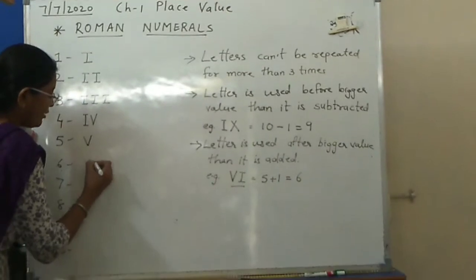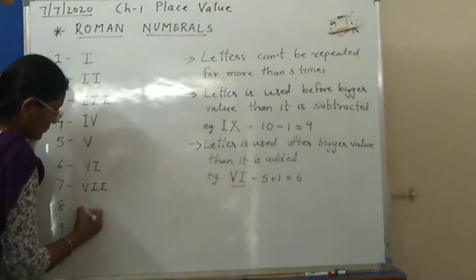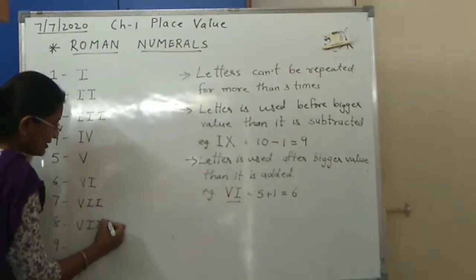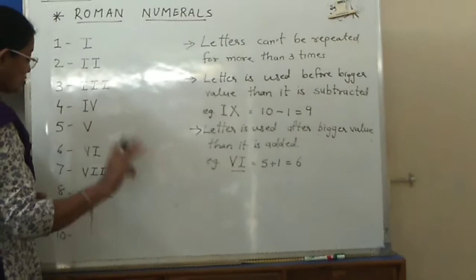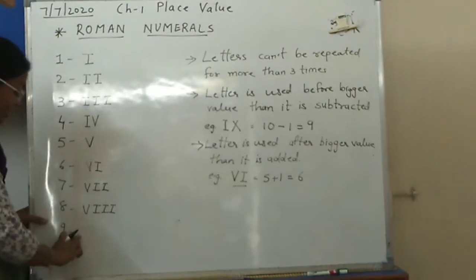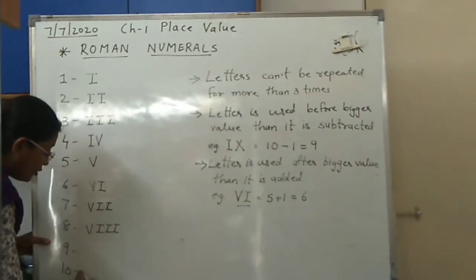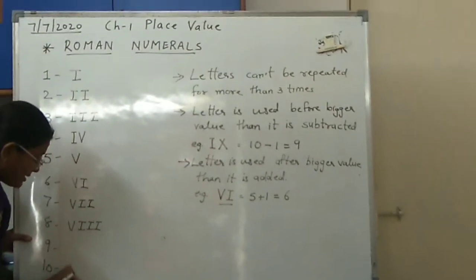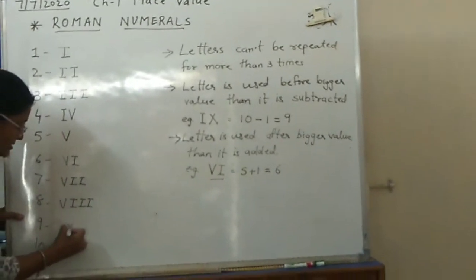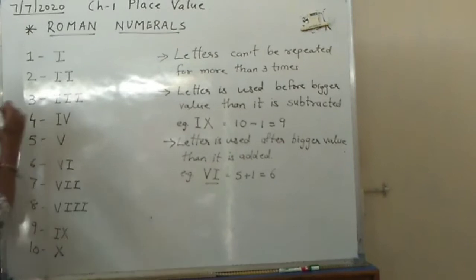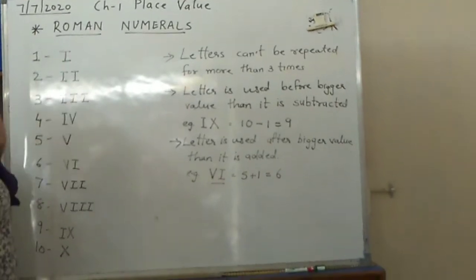Same way here, 5 plus 1, 6. 5 plus 1 plus 1, 7. 5 plus 1 plus 1 plus 1, 8. Now again 3 times I came, so I cannot repeat it again. We cannot write V plus I plus I plus I plus I. But we all know that 10 means X. Again our rule: X minus I makes 9. This is the way we write 1 to 10 in Roman numbers.